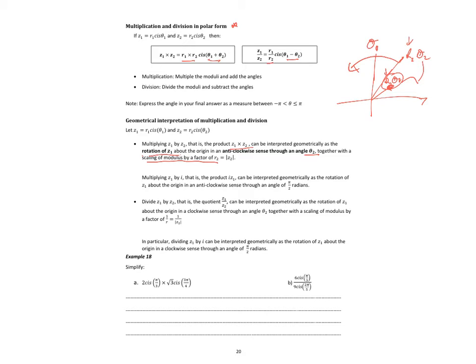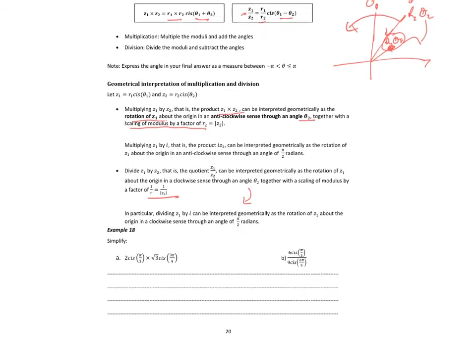Similarly, dividing, what are we doing? We're multiplying by 1 on the magnitude of Z2 as a scale factor, and we're rotating in a clockwise direction because we're subtracting the angle. So we're rotating clockwise by whatever the angle theta 2 is. So that's, I guess, the geometric interpretation, which, to be honest, isn't overly crucial for us. It just gives us a bit of an idea.